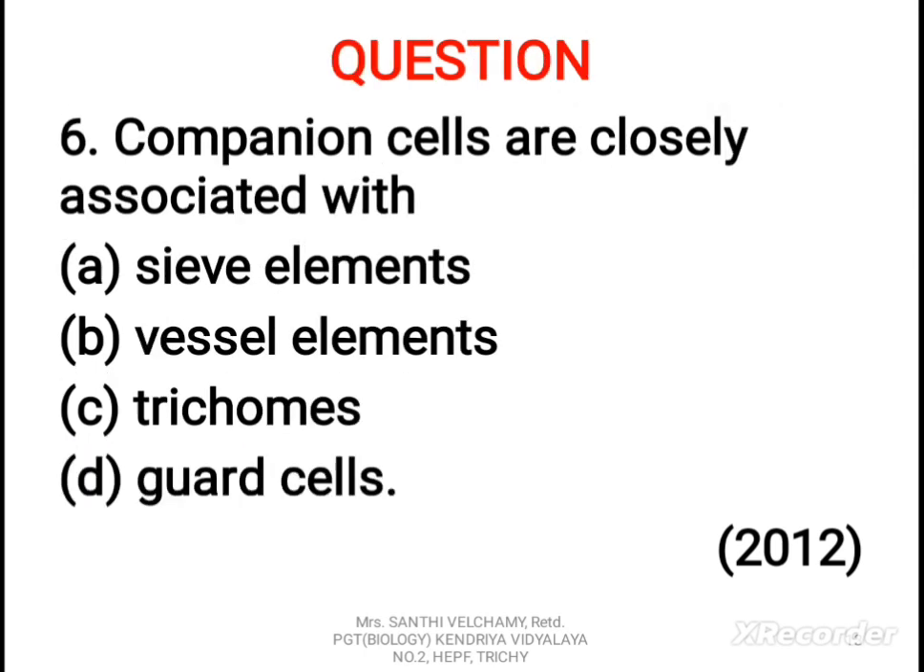Companion cells are closely associated with: A. Sieve elements, B. Vessel elements, C. Trichomes, D. Guard cells. The correct answer is A, sieve elements. Here the companion cell is a type of cell found within the phloem of flowering plants. Each companion cell is usually associated with a sieve element. Now let us go to the next question.